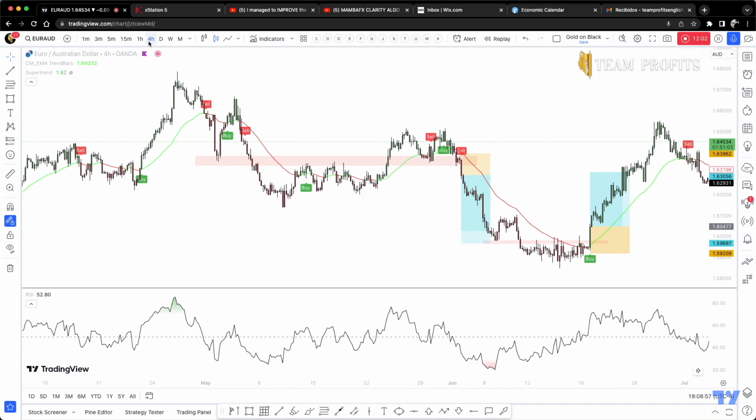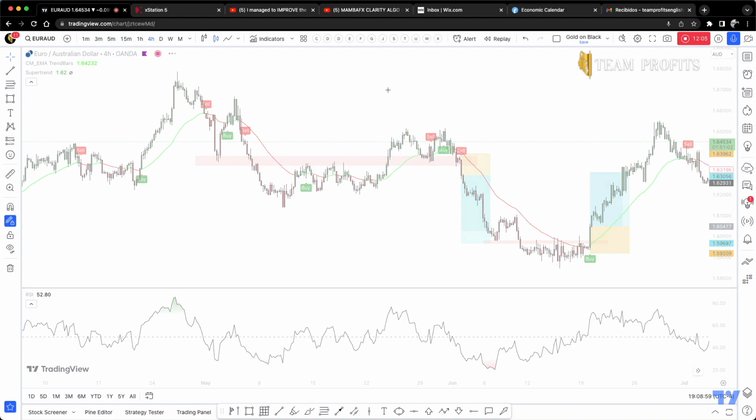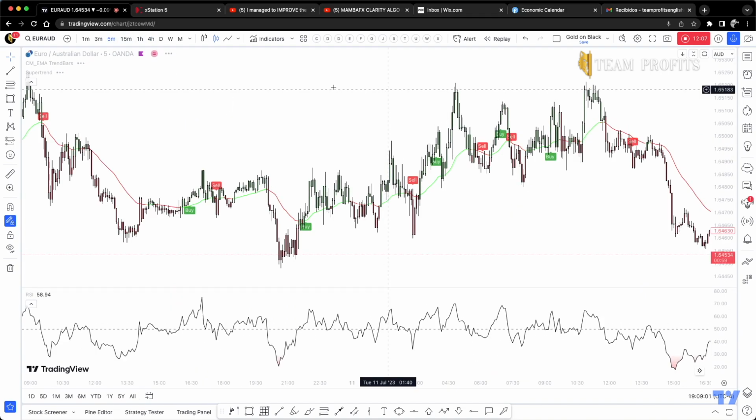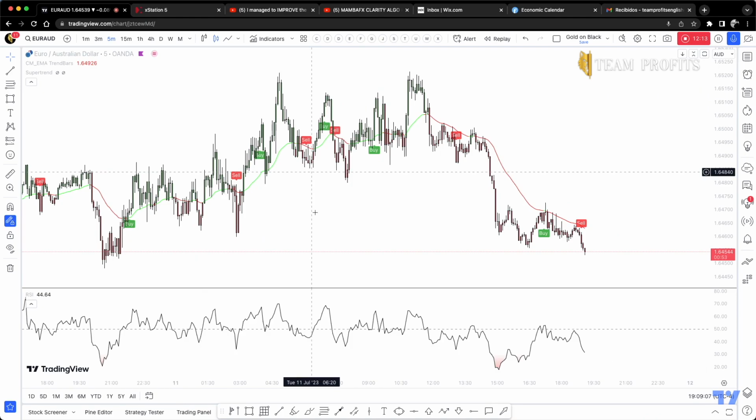This is on H4. Let's go smaller, let's go to 5 minutes. You can use this in any time frame. Okay, again, if markets are ranging, it sucks. And if you don't get all your confluences, don't do anything, right?